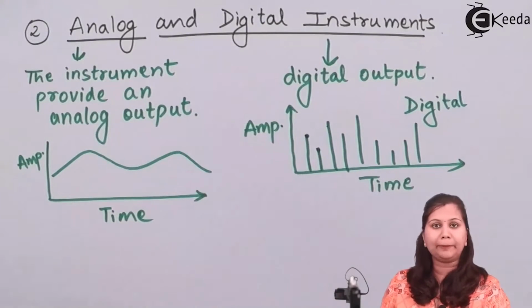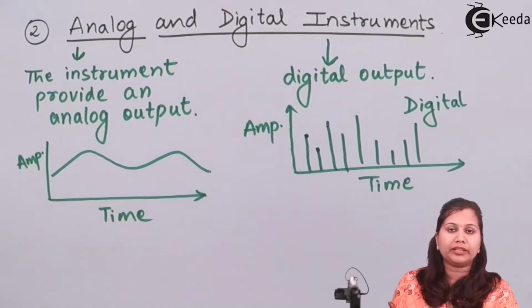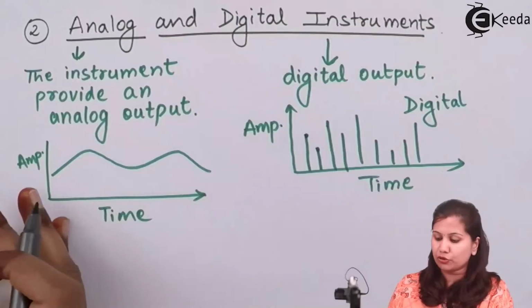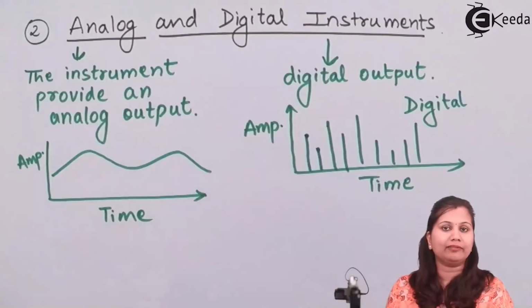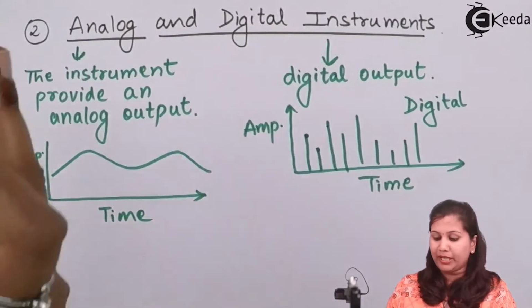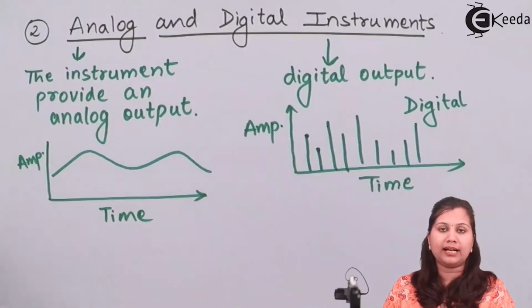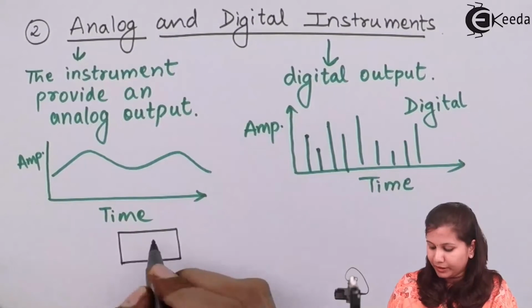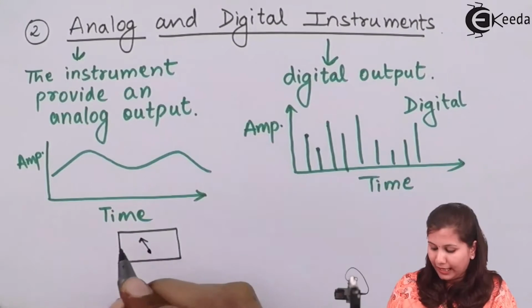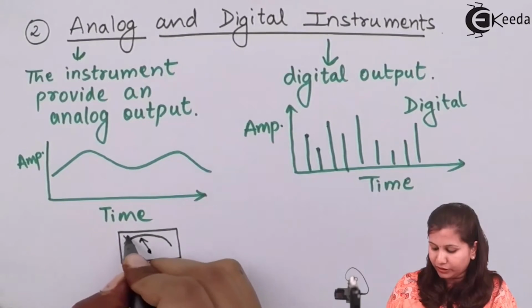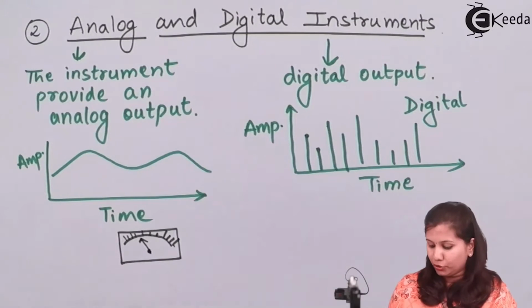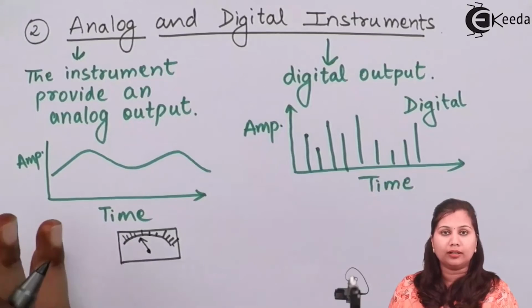So it depends upon the type of output given by the instrument. If it's an analog output, that will be an analog instrument. If it is a digital output, then we have digital instruments. Examples of analog instruments are the analog ammeter and analog voltmeter, in which we will have a pointer, and this pointer is deflected over the scale. So these are the types of analog instruments.